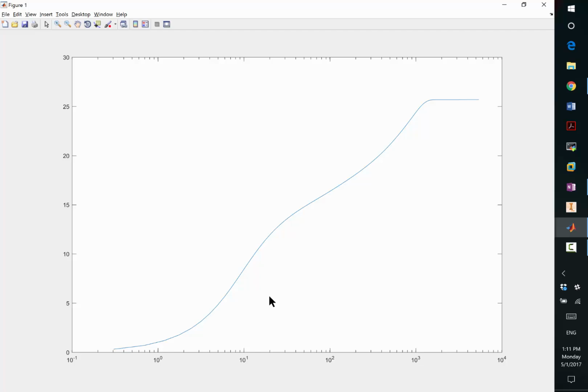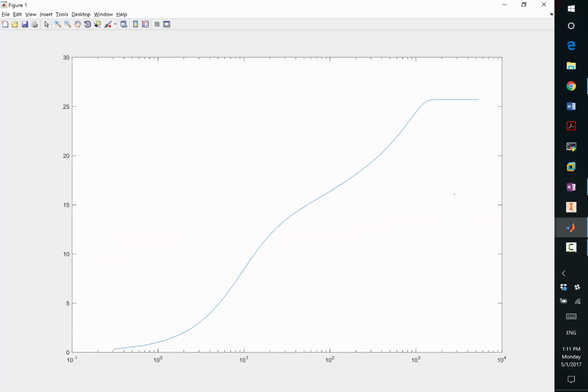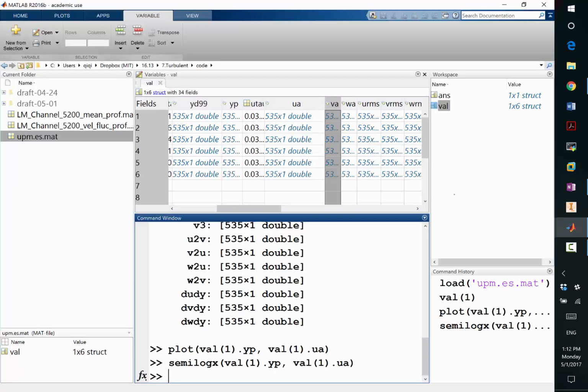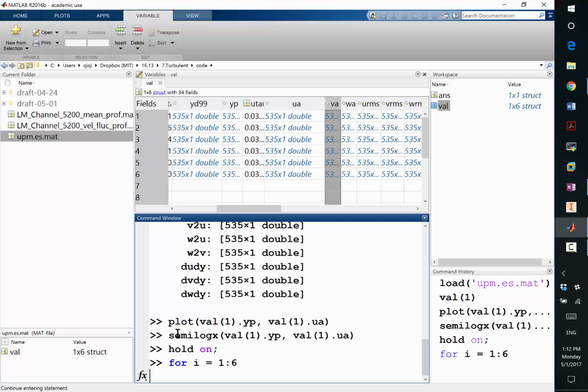And to see the universality of the inner layer, let's plot all of these 6 snapshots on the same plot. Is there a pressure gradient? Oh, it's a flat plate, so pretty much 0 pressure gradient. Okay, so let's do a loop. Hold on, and for i goes from 1 to 6, let's do a semilog plot of i.yp, val i.ua.